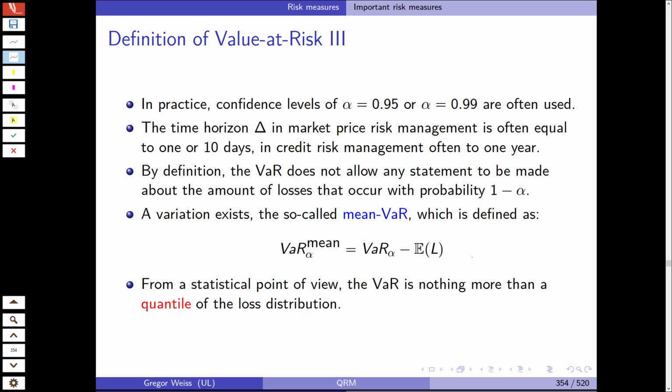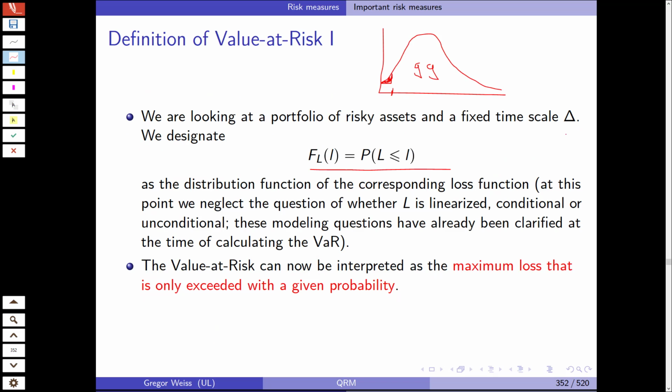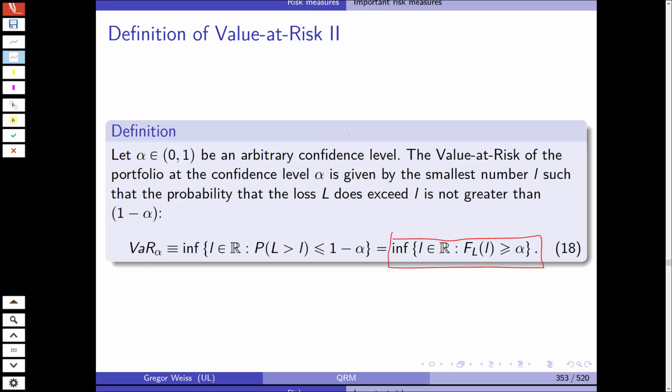By definition, the value at risk does not allow any statement to be made about the amount of losses that occur beyond the VaR. So it could go on like this. It could also go on like this. We don't know anything about the losses beyond the VaR. We only know that the VaR distinguishes alpha and 1 minus alpha percent of the probability mass.